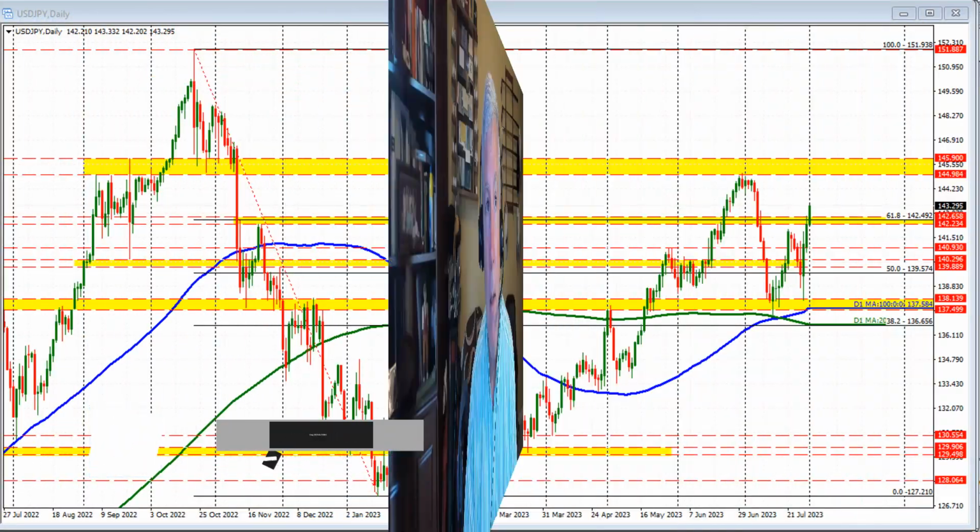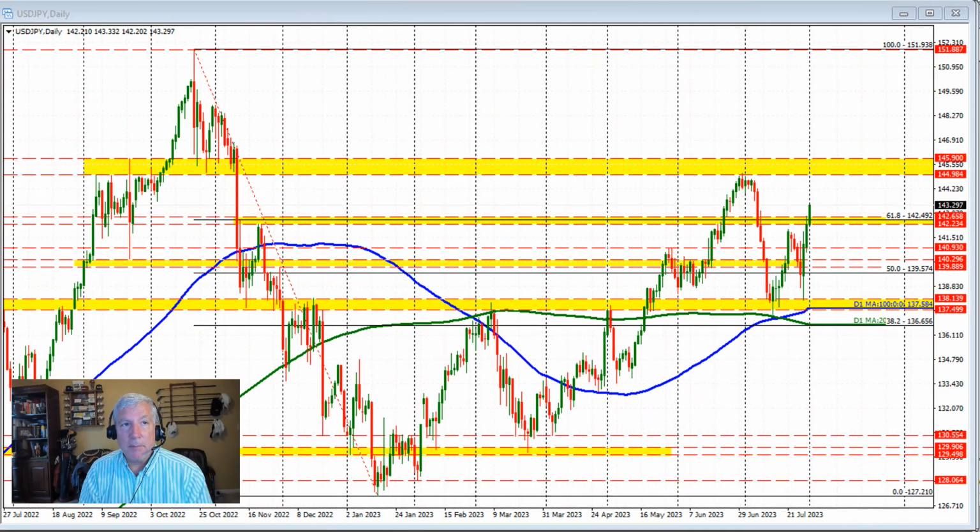This is a Forex quick look. I'm going to take a look at the dollar versus yen. Dollar versus yen is on its third day to the upside here after bottoming down here near a swing area and well above the 100-day moving average.